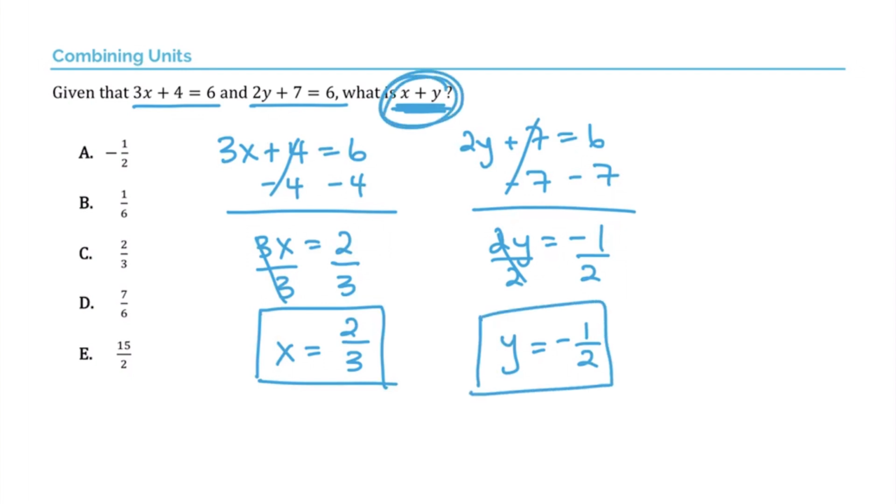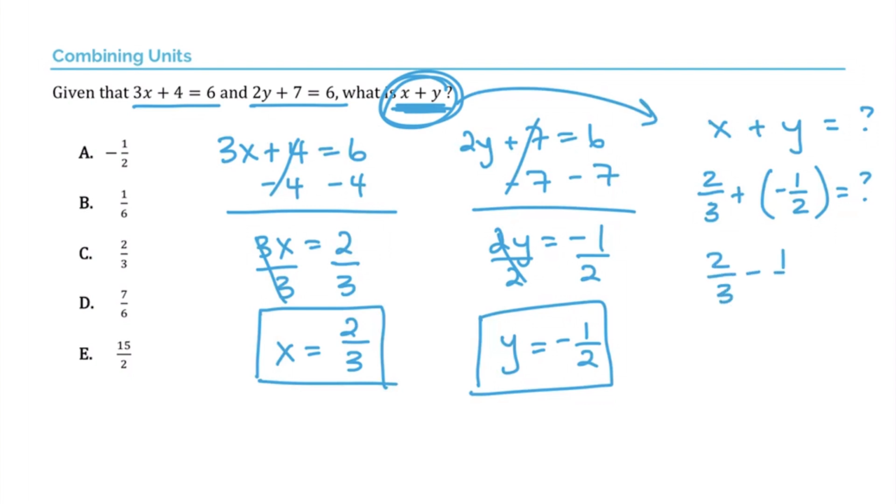My last step is to add x plus y together and see what that equals, because that's going to be my answer. X was 2/3 plus y was negative 1/2. Again, I want to add those together. So 2/3 plus negative 1/2 is the same thing as 2/3 minus 1/2.